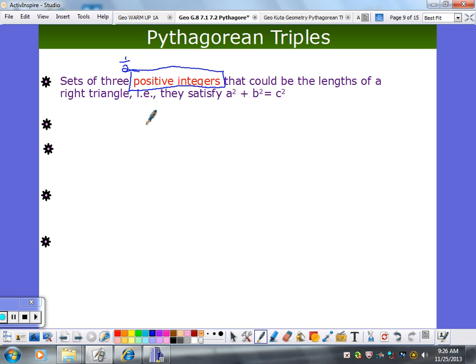So positive integers. 3, 4, 5 is an example of a Pythagorean triple. 3 squared plus 4 squared equals 5 squared. It works. So if you have 2 integers, square them, add them, and it equals a third squared, great. The longest side is always your hypotenuse, right?